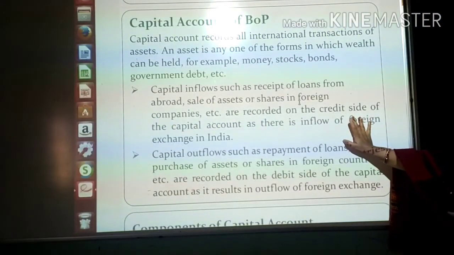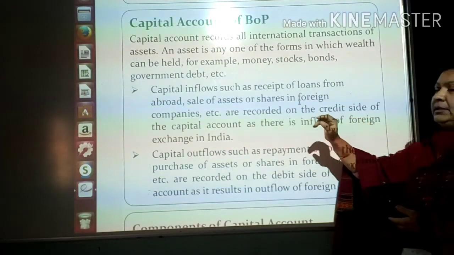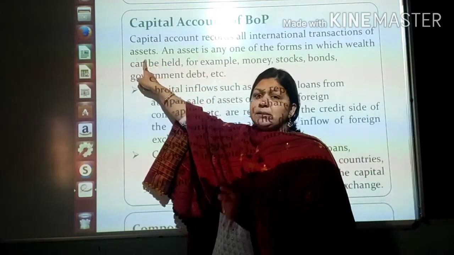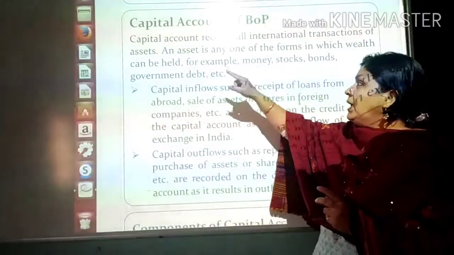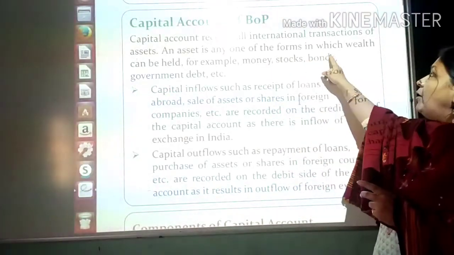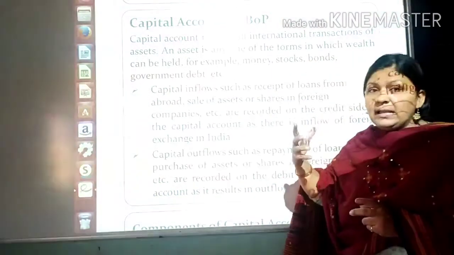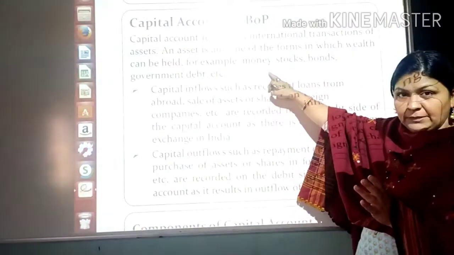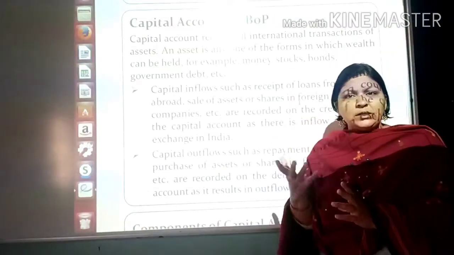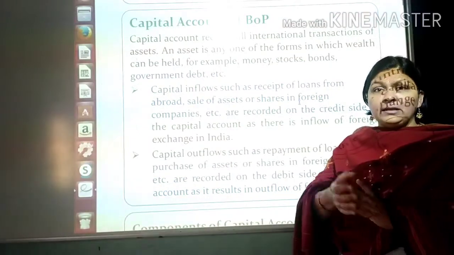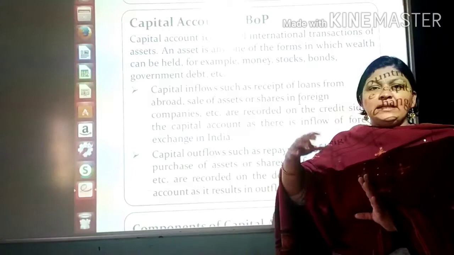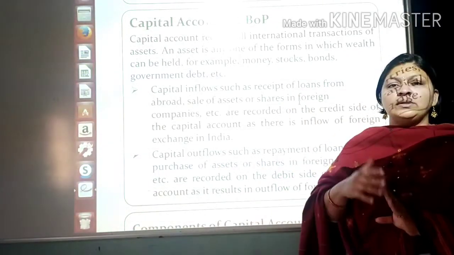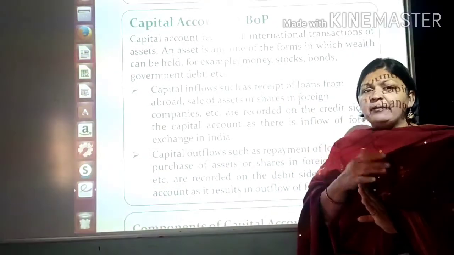So capital account records all international transactions of assets. This is a very important beta. Assets लिखना जरूरी है, यही आपके डेफिनेशन को कैपिटल में कन्वर्ट करता है. And asset is any one of the forms in which wealth can be held. For example, money. Keep in your mind, बहुत सारे MCQs मैंने देखे हैं रिसेंट ईयर के, जो भी सैंपल्स बोर्ड रख रही है. आप लोगों को इस तरह के एग्जांपल्स भी देते हैं कि इनमें से कौन सी चीज़ है जो कैपिटल में जाती है, कौन सी चीज़ है जो करंट में जाती है. You just bifurcate all these things.